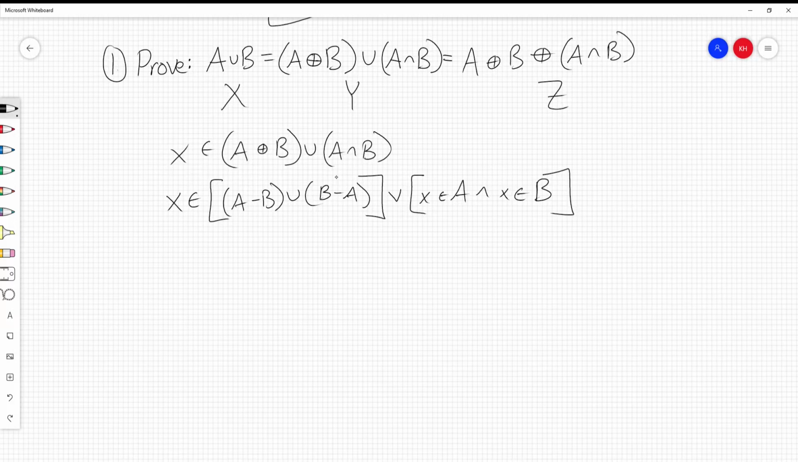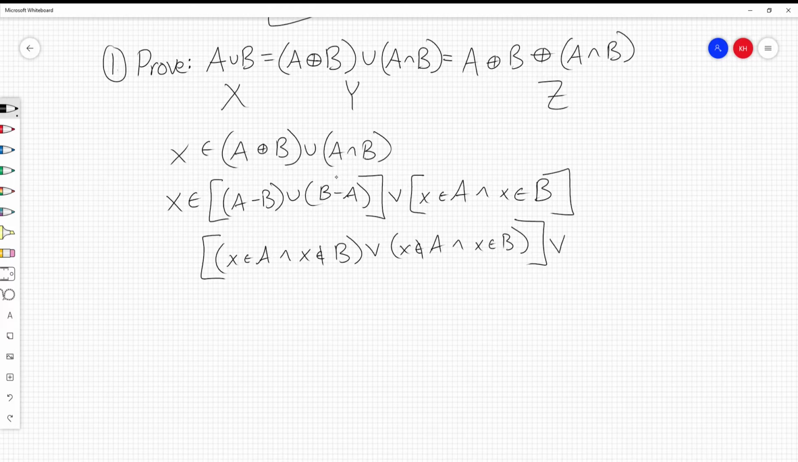So if we go down one more layer again, we'll find that X is an element of, I guess I should write that inside there, but X is an element of A, and X is not an element of B, or X is not an element of A, and X is an element of B, or X is an element of A, and X is an element of B.